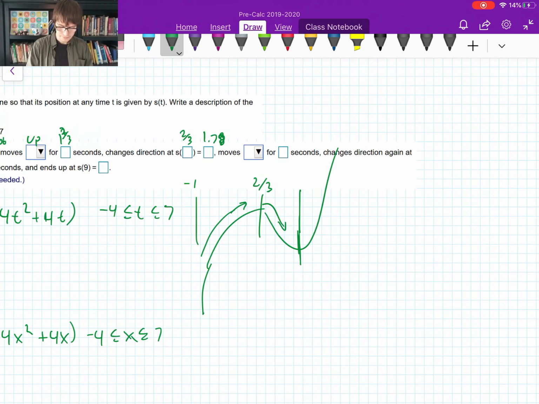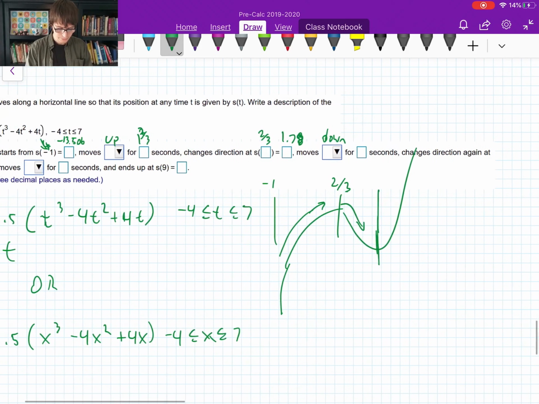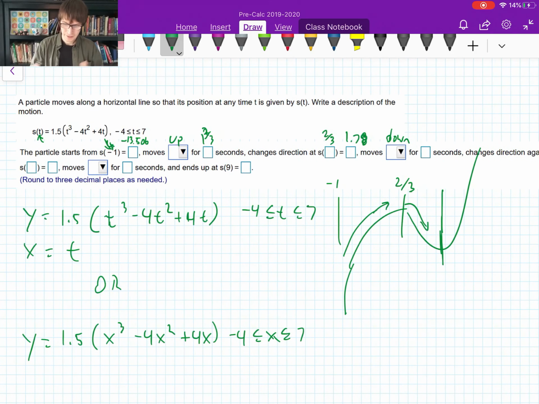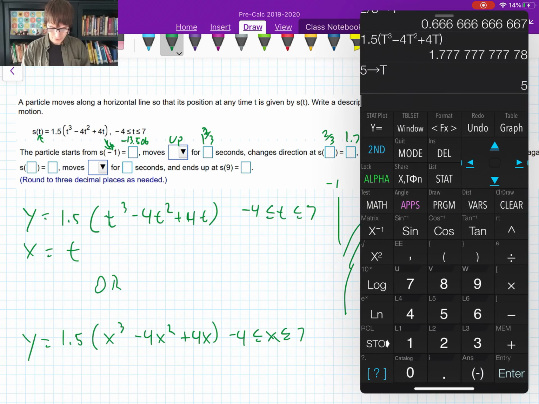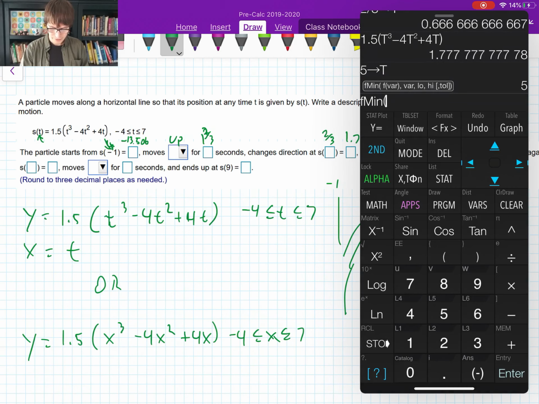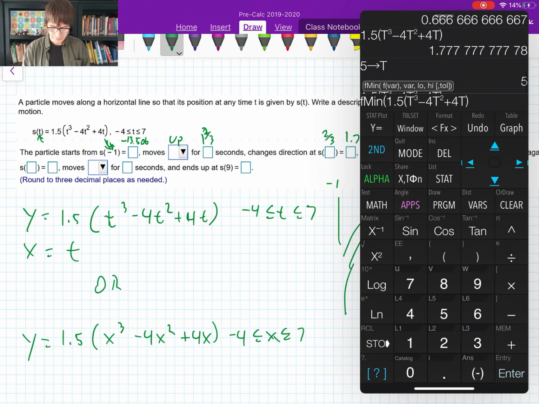Let's see. Well, actually, before we do, let's make sure we write down where it's going to hit. We don't know how many seconds it'll be, but first we're going to figure out where it actually ends up before we figure out any of that. So let's go ahead and run our fmin. So we will plug in the same equation. Fortunately, I can just tap that equation again because I plugged it in. That's our function, and then our variable is t, and then our low. Ooh, what is our low? Let's go look at the graph again.